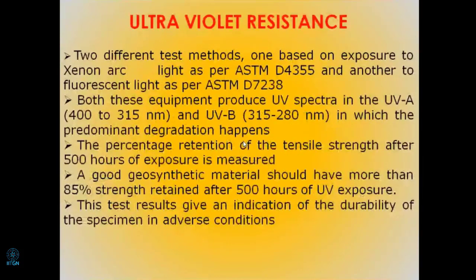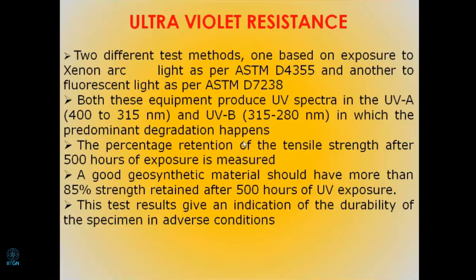This is the durability test to check the ultraviolet resistance of the geotextile by two different methods, as per ASTM D4355 as well as ASTM D7238. As per ASTM D4355, we have to use the xenon arc light for the UV resistance test, and for the other test we have to use fluorescent light as per ASTM D7238. Both these equipments produce UV spectra light in the different frequencies in which the predominant degradation happens.